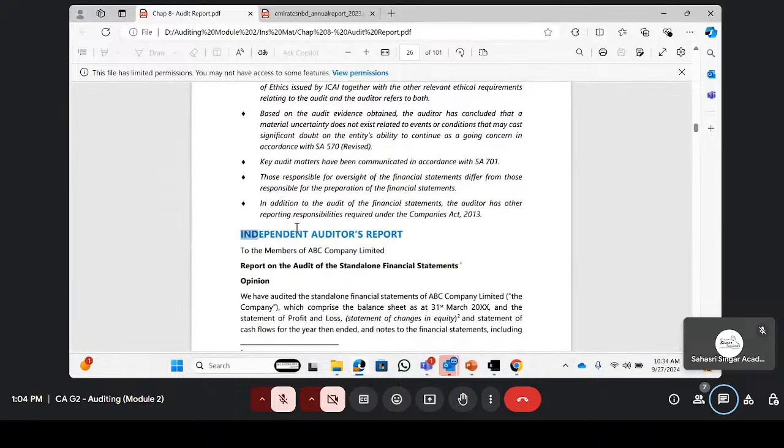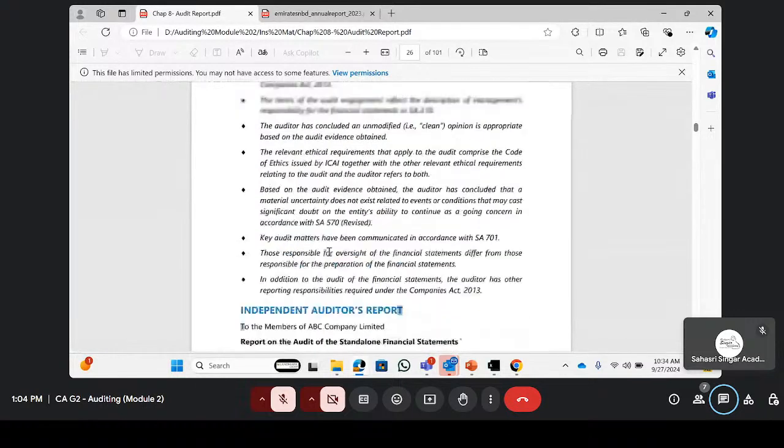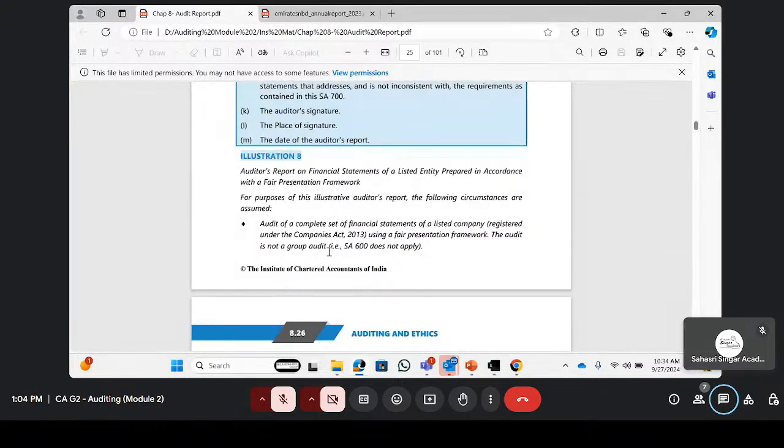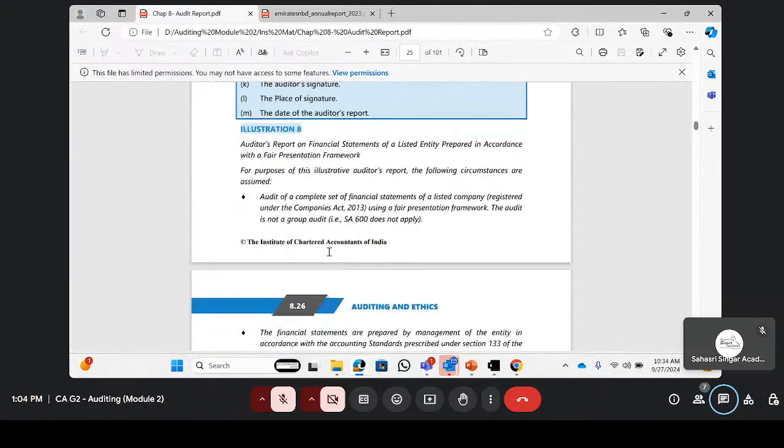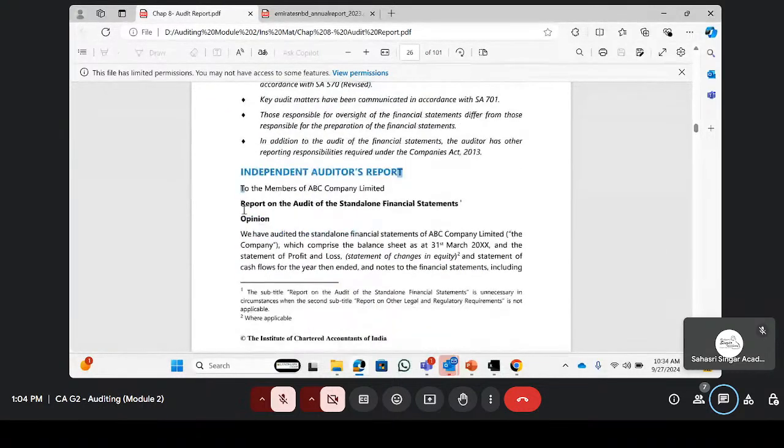So this is the title. Okay. This is the addressee, to whom? Shareholders. But here they have given it to the members. You might ask me, probably you can also write the shareholders. No, it's not a problem at all. Okay, and this heading is most common: the report on the audit of the standalone financial statements, or whether it's a consolidation. So you have to be very clear.